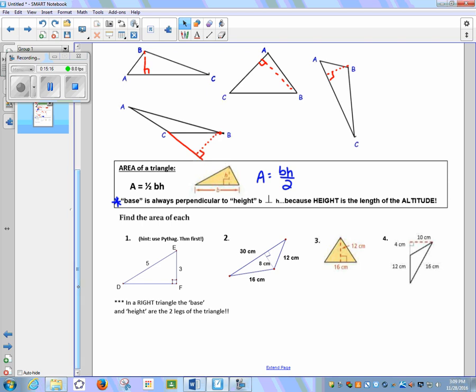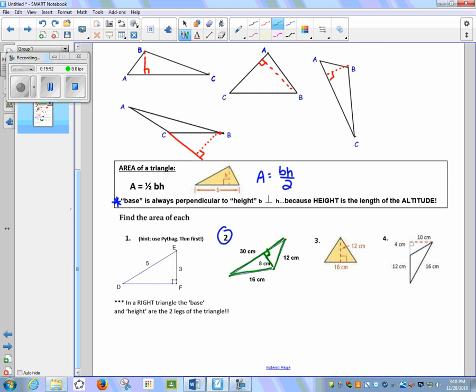So when you're looking at a basic problem like number 2 here, we've got all of these different dimensions. This side is 16, this side is 12, this side is 30, and this measurement is 8. Well, when you're finding altitude, look for that right angle symbol. That's what tells you that that's the altitude.